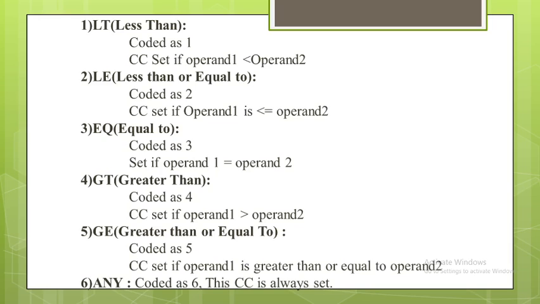The fourth condition code is GT, that is greater than, which is coded as 4, and this condition code is set if operand 1 is greater than operand 2. The fifth condition code is GE, that stands for greater than or equal to, which is coded as 5, and this condition code is set if operand 1 is greater than or equal to operand 2. And the last condition code is NE, which is coded as 6, and this condition code is always set.